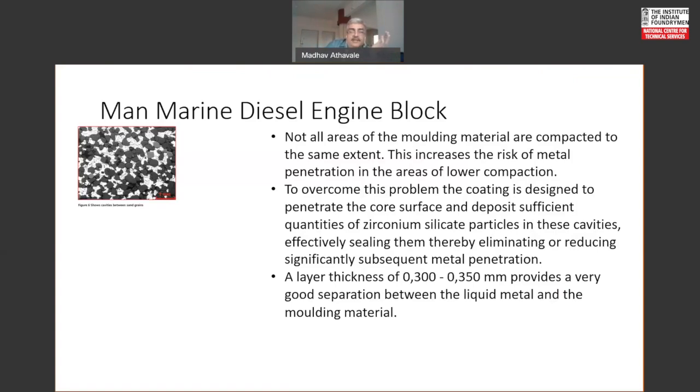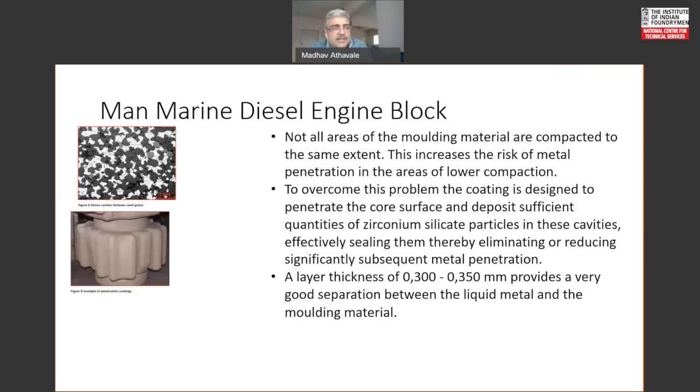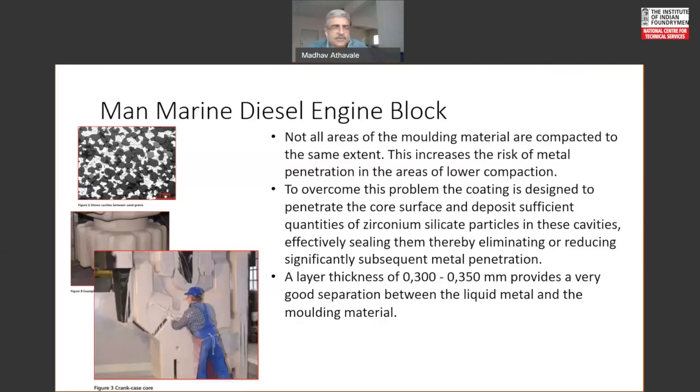And then after the coating has penetrated inside, you need a layer thickness of 300 to 350 mm for ensuring good peel off of the casting from the molding material. This is the core. You can see block cores and you can see the size, 100 tons. You can see the person who is flow coating what looks like to me the crankcase cores. So huge.